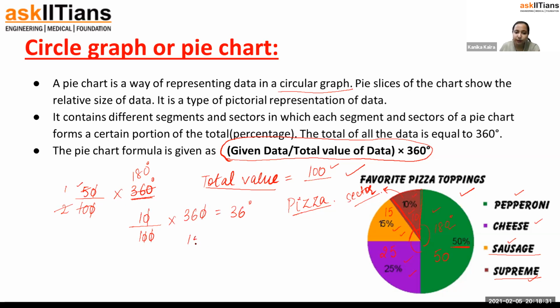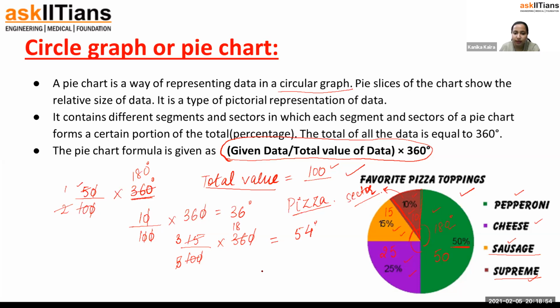Then the next one, 15 over 100 into 360. So the zeros get cancelled. Again, 10 and 36 get cancelled by 5 and 18. 5 and 15 get cancelled by 3. So you get the result as 54 degrees.